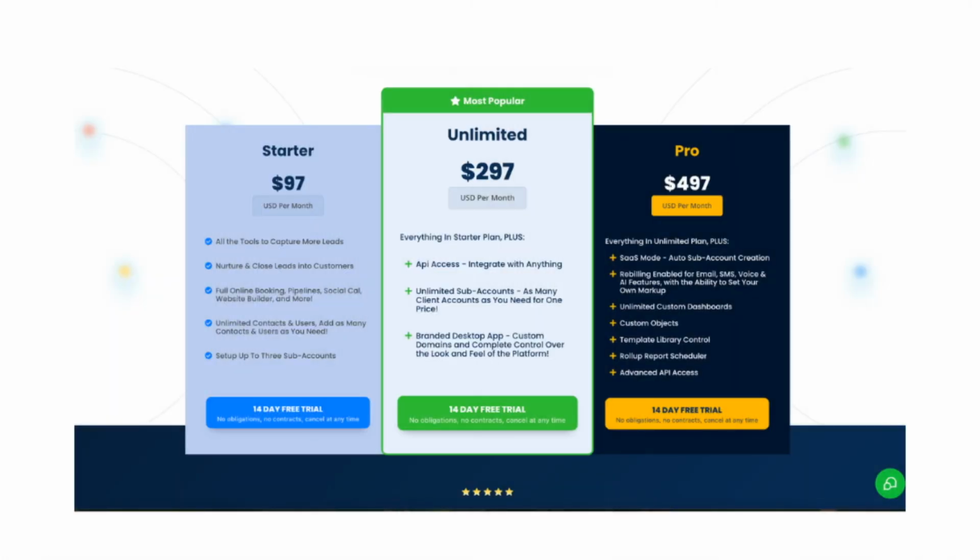So GoHighLevel has three main pricing plans: Starter, Agency Unlimited and the SaaS mode. Let me walk you through each one step by step. Choosing the right GoHighLevel plan isn't just about saving money. It's also about getting the most out of what you are paying for.